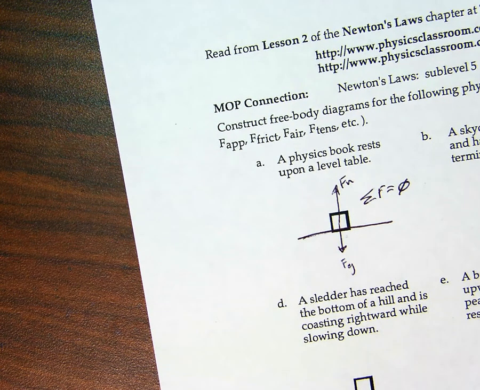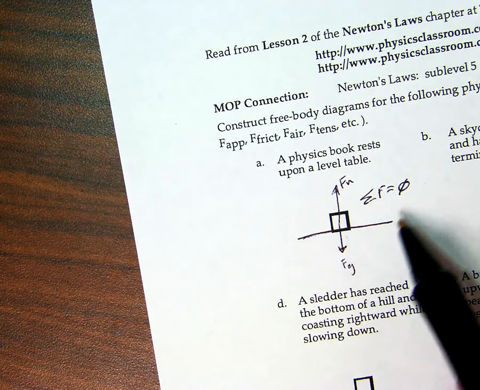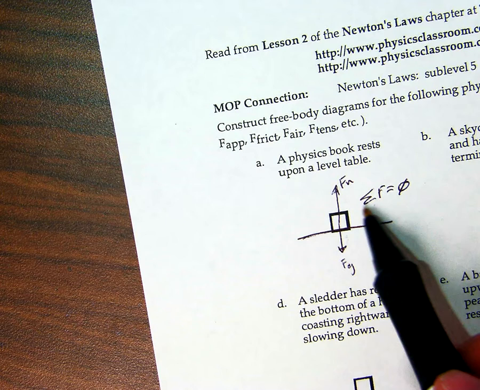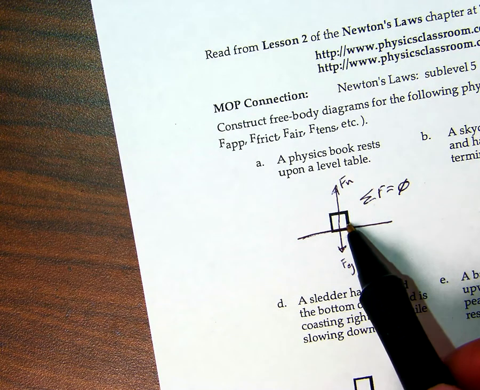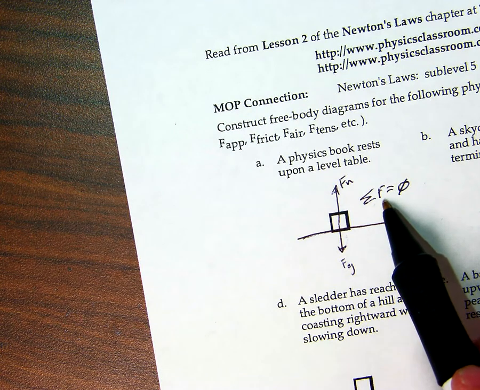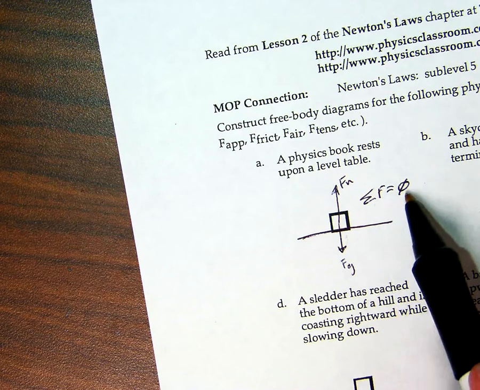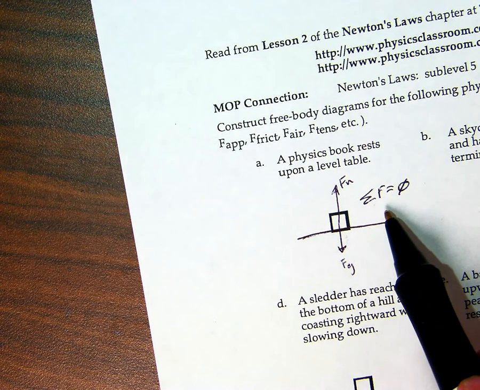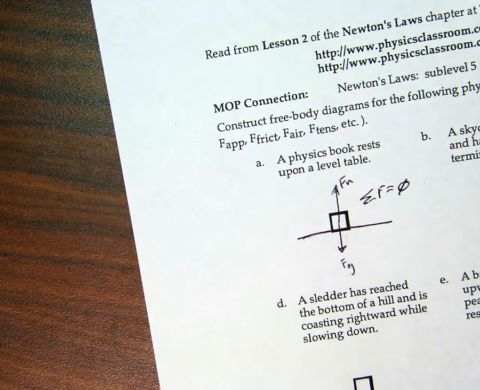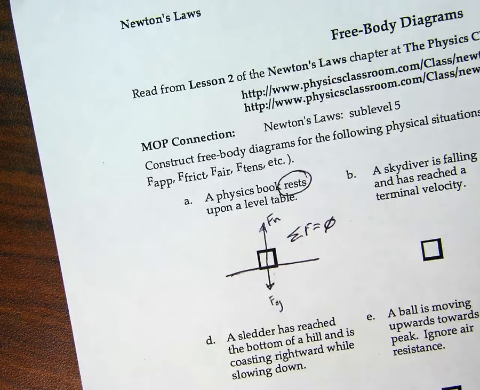That one's pretty easy. There's only two forces that are acting on this object right now. If the sum of all forces equals 0, we know that there is no acceleration, because the idea is that if you have some force, that force causes acceleration. But since the sum of all forces equals 0, there is no acceleration. So it can do one of two things. It could be at rest, or it can be at constant velocity. And here we see that the book just rests on the table. Let's take a look at the next one.